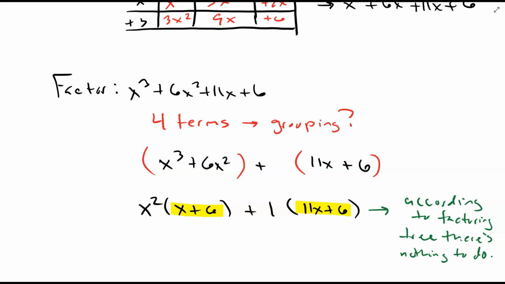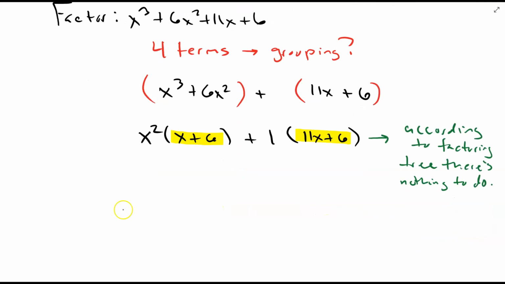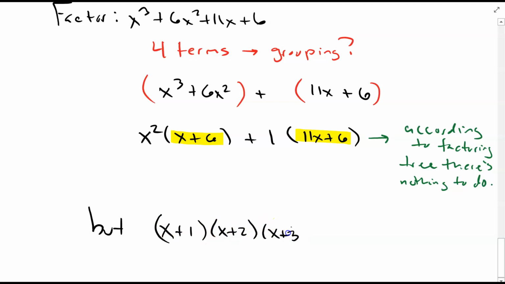But is this thing really not factorable? How did I get that polynomial again? I multiplied x plus 1 times x plus 2 times x plus 3, right? Sure looks like it's got to be factorable. x plus 1 times x plus 2 times x plus 3 is equal to that. Look, it's factored. But how would I do that?